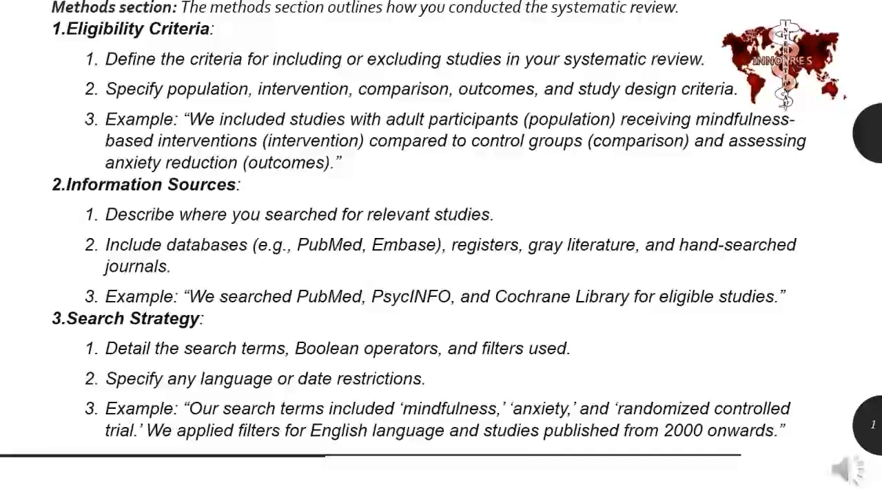So, in summary, in this section, you want to define the criteria for including and excluding studies in your systematic review.